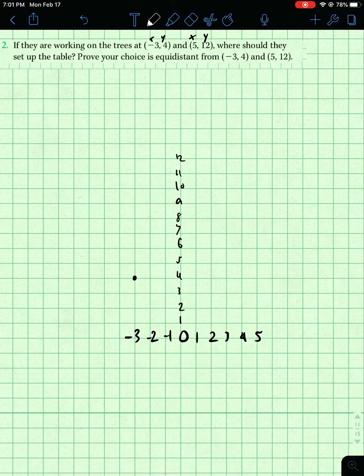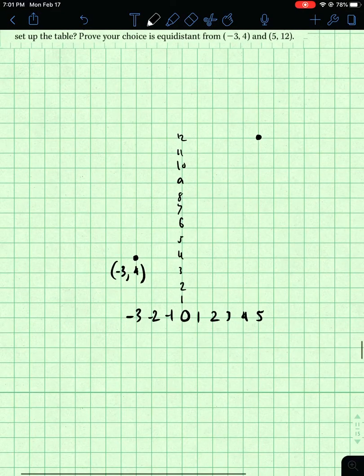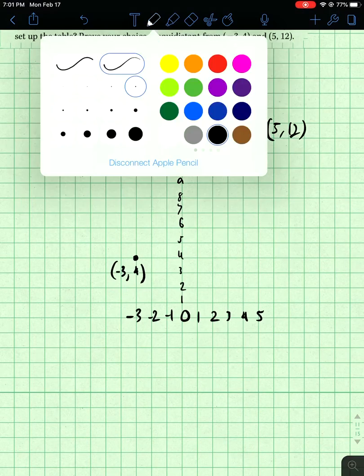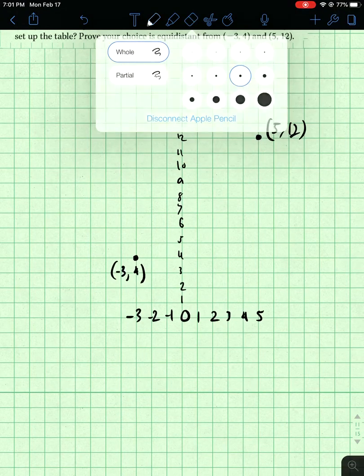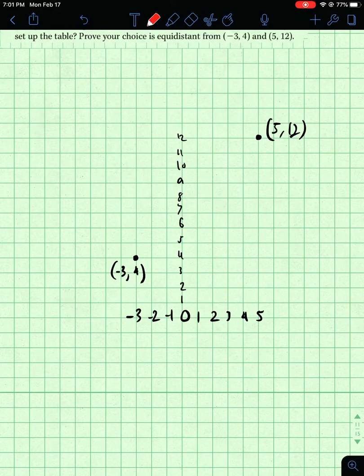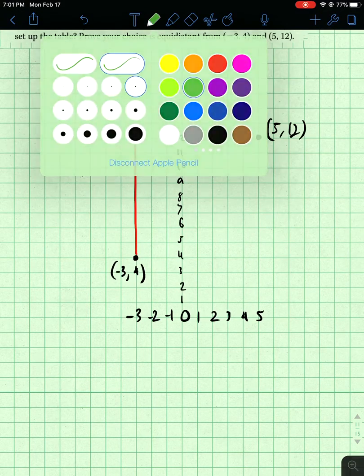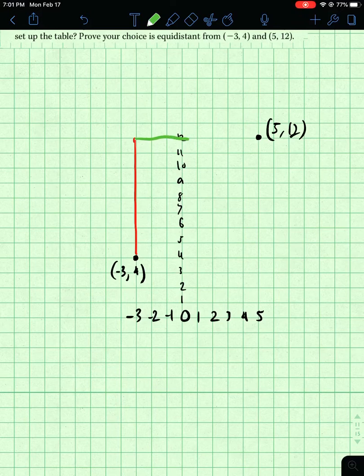-3, 4. Okay, they're working at different places. There's one person at -3, 4. Here's another person at 5, 12. And again, we're trying to find the middle of all these people. So we'll use some colors to outline our right triangle going up this way. That's our change in y. We're going to need that. And going left and right, maybe in green this time, going this way. So our change in x. We're trying to find this distance in blue.